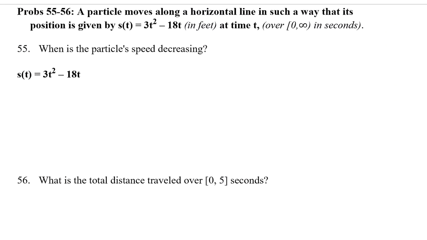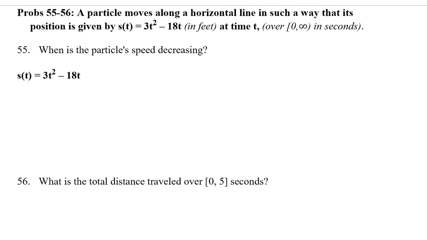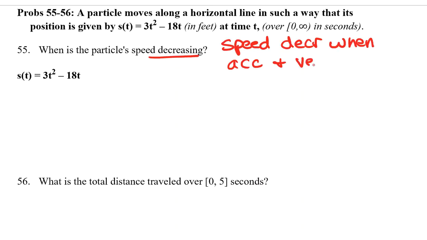All right, and here we have motion along a straight line. So when is speed decreasing? Speed decreases when acceleration and velocity have opposite signs. Remember that if I push you in the direction you're already going, then you would speed up. If velocity and acceleration have opposite signs, then you would slow down. So you can slow down whether you're going forward or backwards.